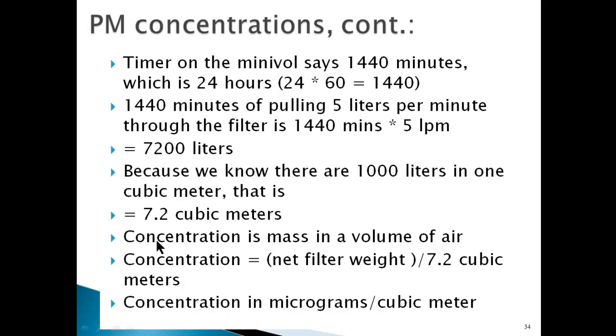So again, concentration is the mass in a volume of air. So we've got the net filter weight now from the lab, and we converted it to micrograms divided by 7.2 cubic meters, and this gives us finally our result in micrograms per cubic meter. Now, just for the sake of an example, if the lab comes back at 72 micrograms, that's the net filter weight. And we know we divide by 7.2, that gives us 10. So then we know our concentration is 10 micrograms per cubic meter, if, for example, the lab came back at 72 micrograms.